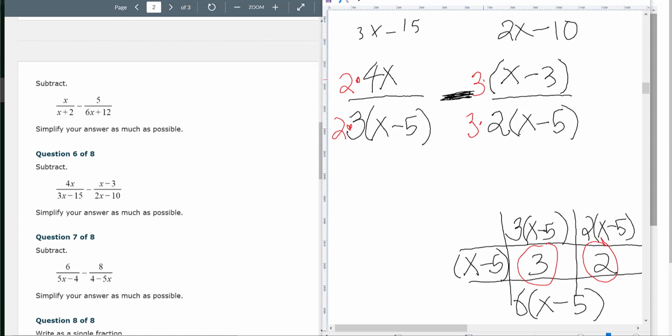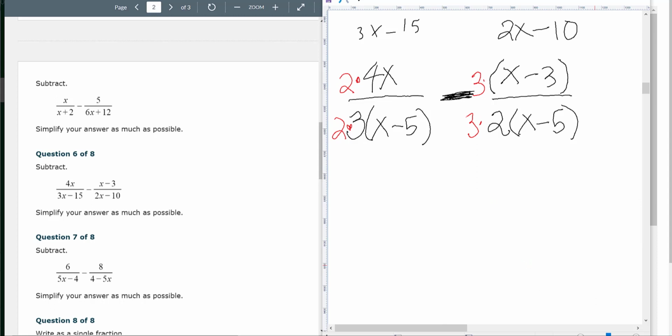You may be able to do it without the chart, and that's fine. But if you struggle with it, always make a chart, help you find the GCF, what they don't have in common, and then multiply all that together. Now I know that my common denominator and my answer is going to be 6 times x minus 5. I don't know if it'll reduce or not, but I do know that that's my common denominator.